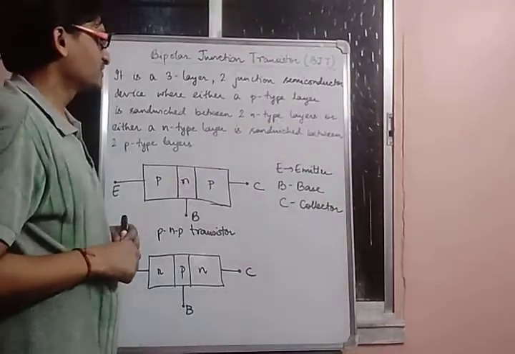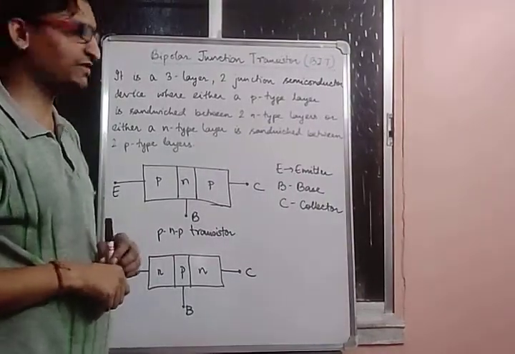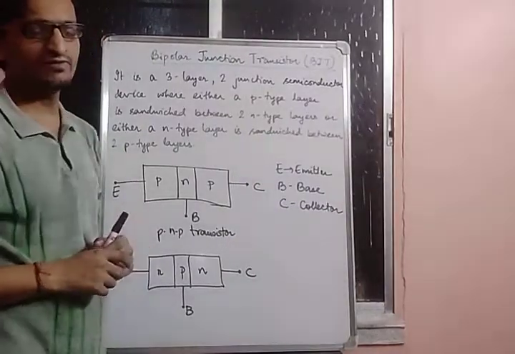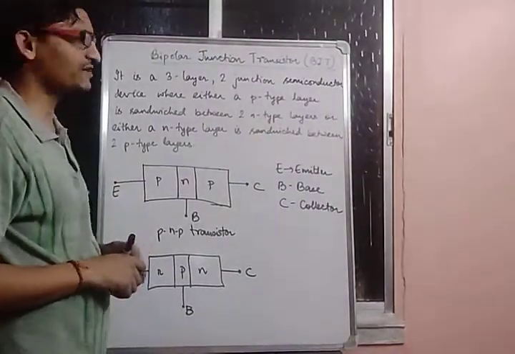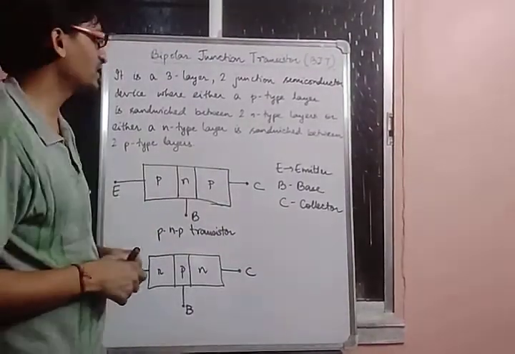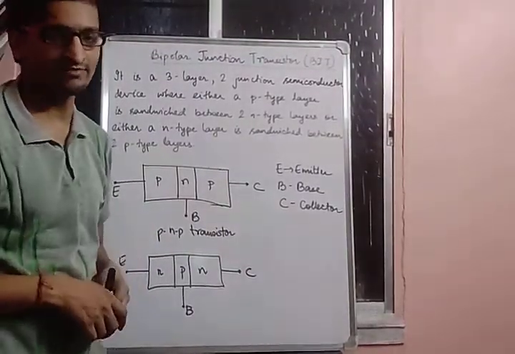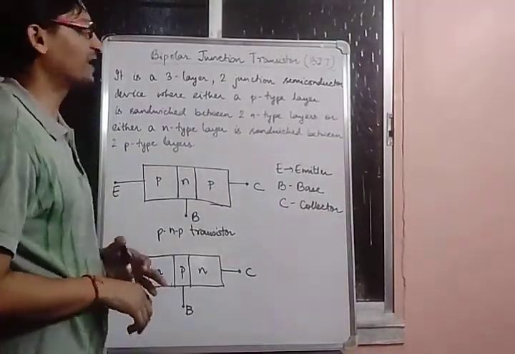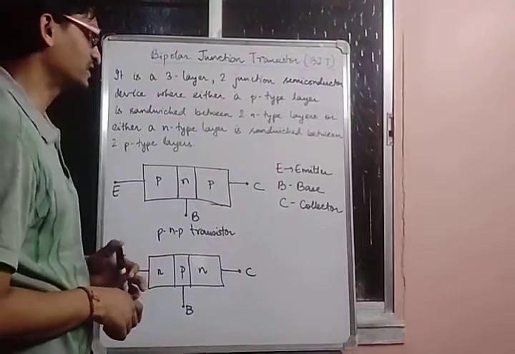Hello everyone. In the previous class we had a discussion on clipper and clamper circuits. Now we will be moving on to another very commonly used semiconductor device, known as the bipolar junction transistor, or in short form BJT. B stands for bipolar, J for junction, and T for transistor.